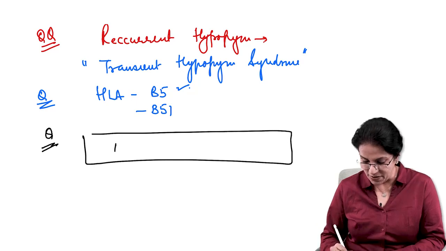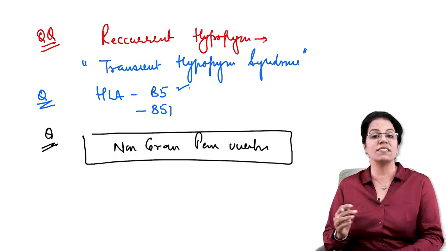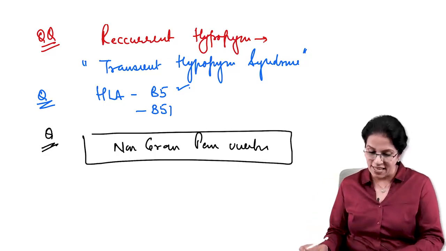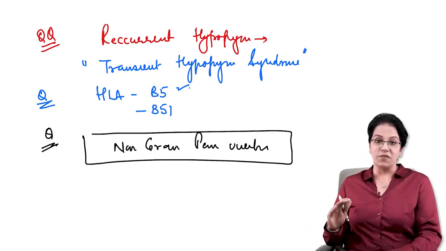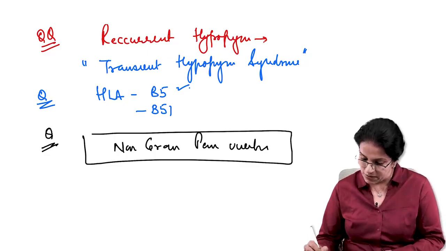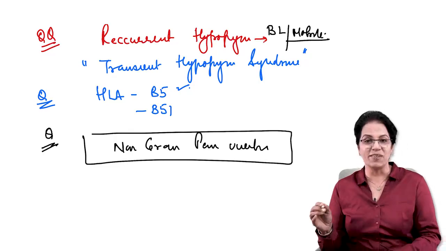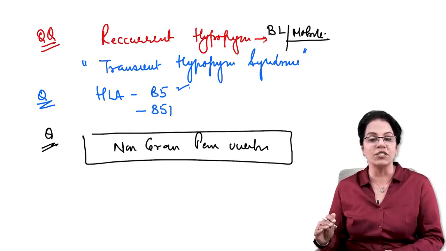This time we will write down it's a non-granulomatous pan-uveitis. So, apart from anterior uveitis presenting with recurrent hypopyon, of course, this hypopyon is not fixed. It's a mobile hypopyon and it's happening bilaterally. So, this recurrent hypopyon is seen in both eyes and it is a mobile hypopyon. You all know what is hypopyon. It's the pus cells in the anterior chamber.